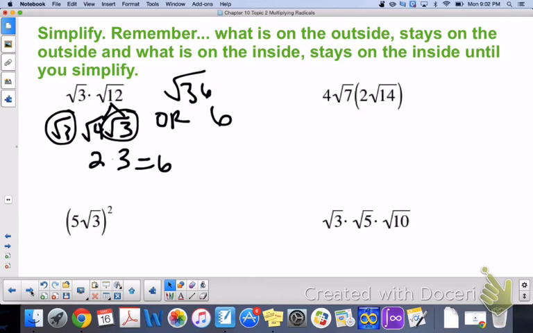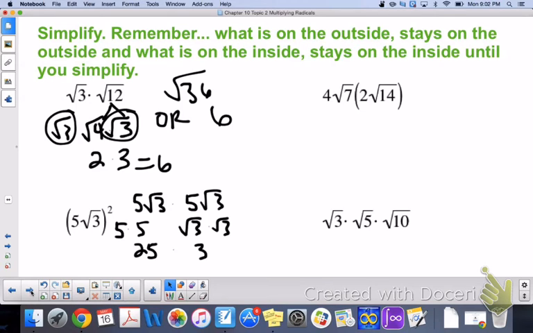Okay, 5 root 3 squared means we do 5 root 3 times 5 root 3. Well, 5 times 5 is 25, and root 3 times root 3, 3 times 3 is root 9, which is just 3. 25 times 3 is 75. The next one, we have 4 times 2. They're on the outside, so 4 times 2 is 8.